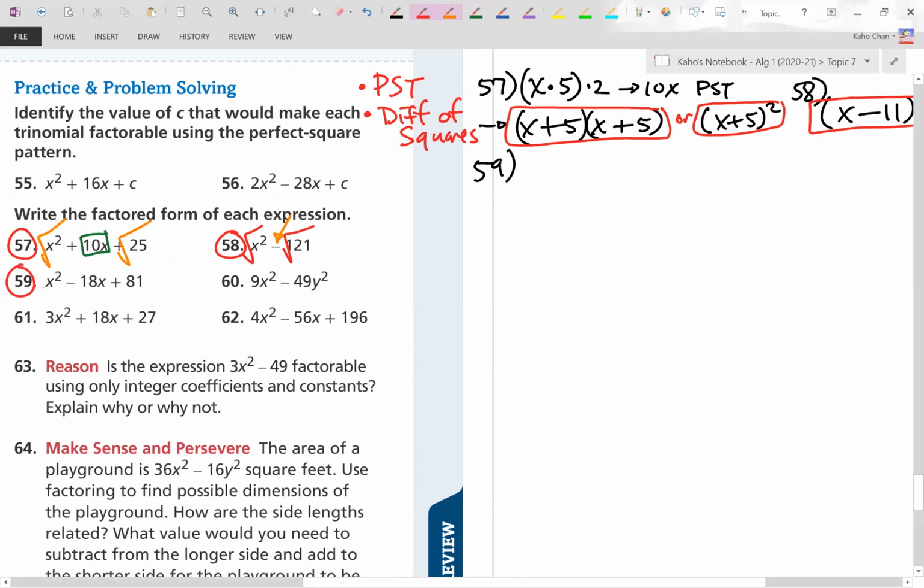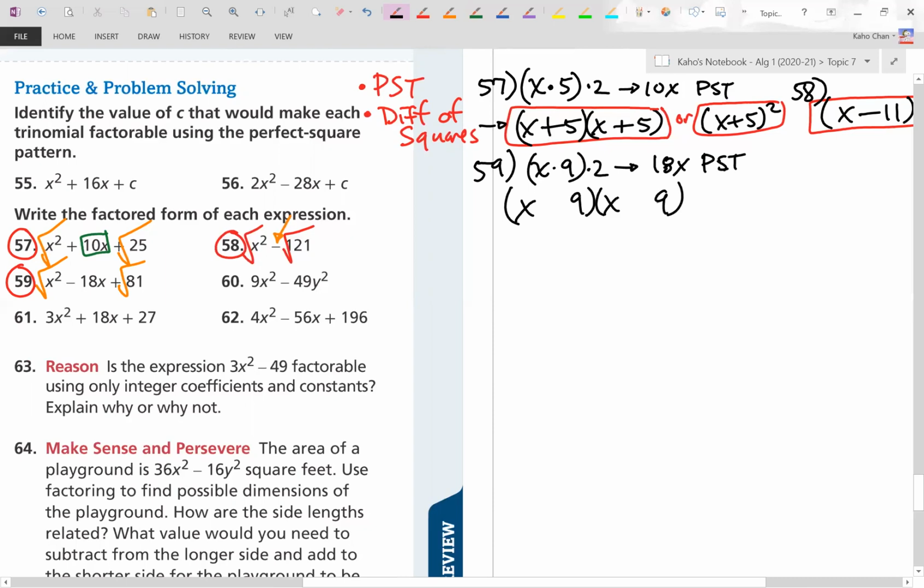Square root the first and last terms. I have x and 9, and I'm going to have to double it. When I do that, I get, oh, 18x. Yay, it matches. This is a PST. Very good. So I have x, 9, x, 9.